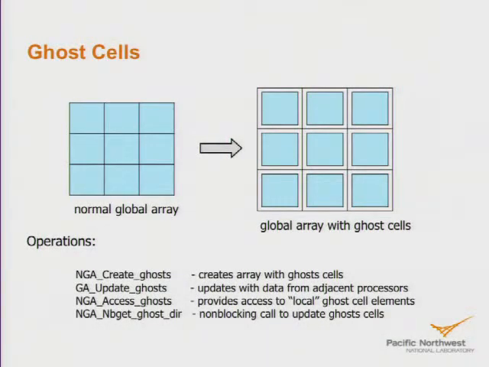Ghost cells are another functionality. If you have some kind of finite difference or finite volume calculation on a structured grid, typically you have to pad the boundaries of your simulation domain with some layer of grid cells. And so global arrays has some mechanisms for doing this automatically, and there's an update operation that will automatically fill in the data from neighboring grid cells into these boundary cells.